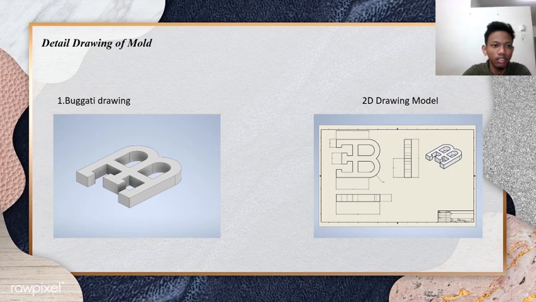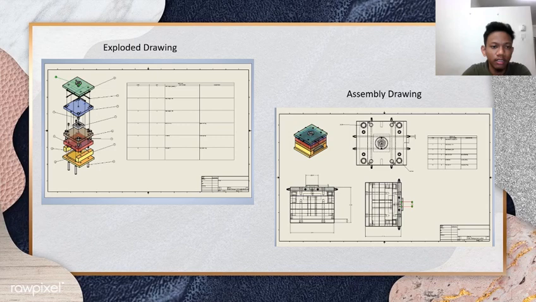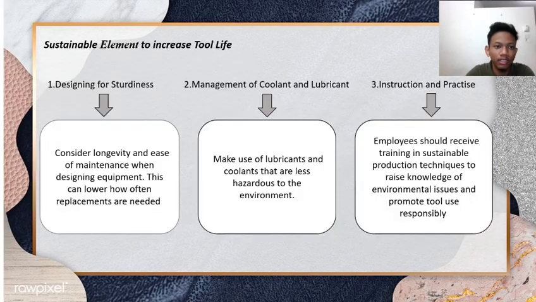This is the detailed drawing of the mold. This is the Bugatti drawing, a 2D drawing model for the Bugatti logo. After the drawing of the Bugatti logo is complete, the logo will be processed by the molding machine. This is the mold drawing, the 3D CAD model, and the 2D drawing model. This is the exploded drawing and assembly drawing.